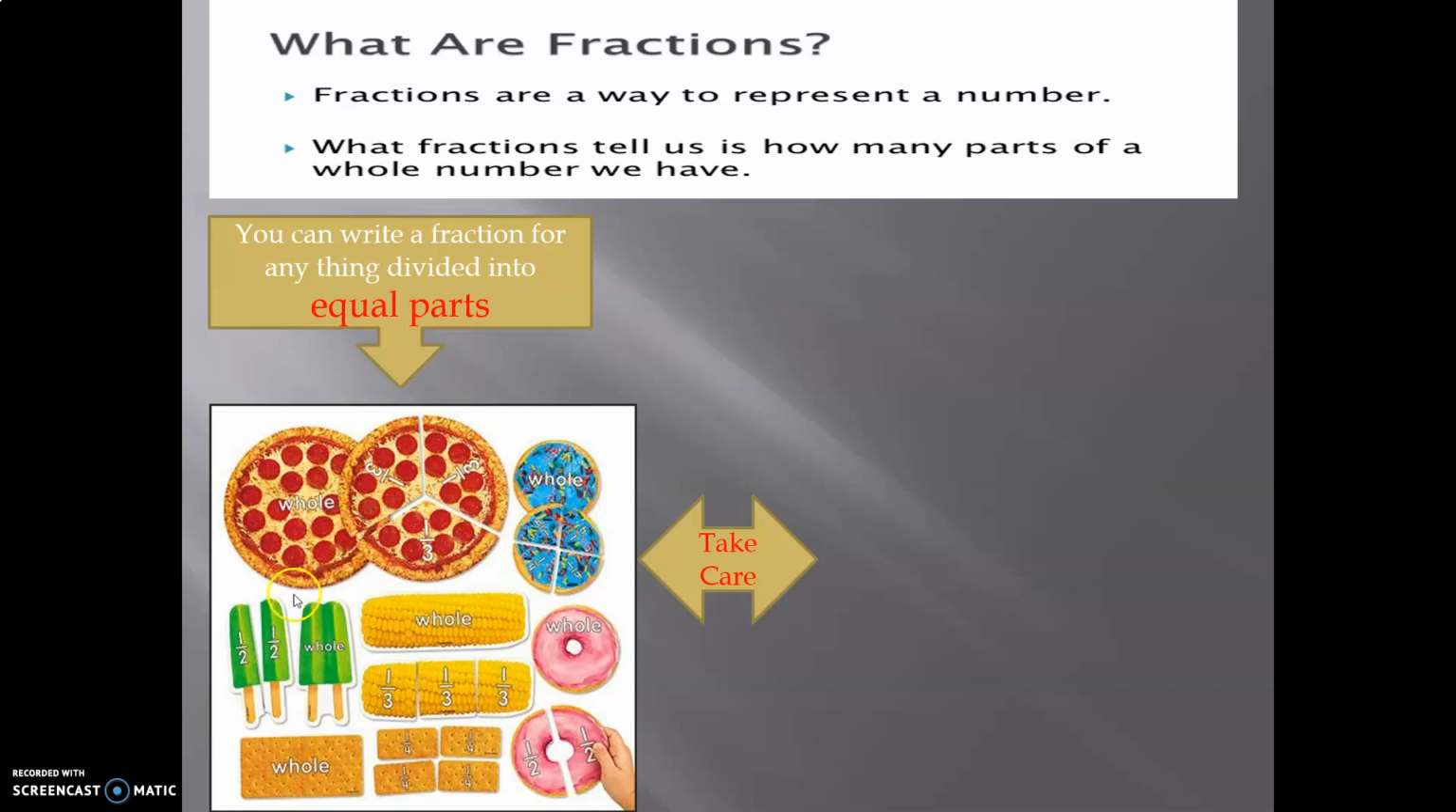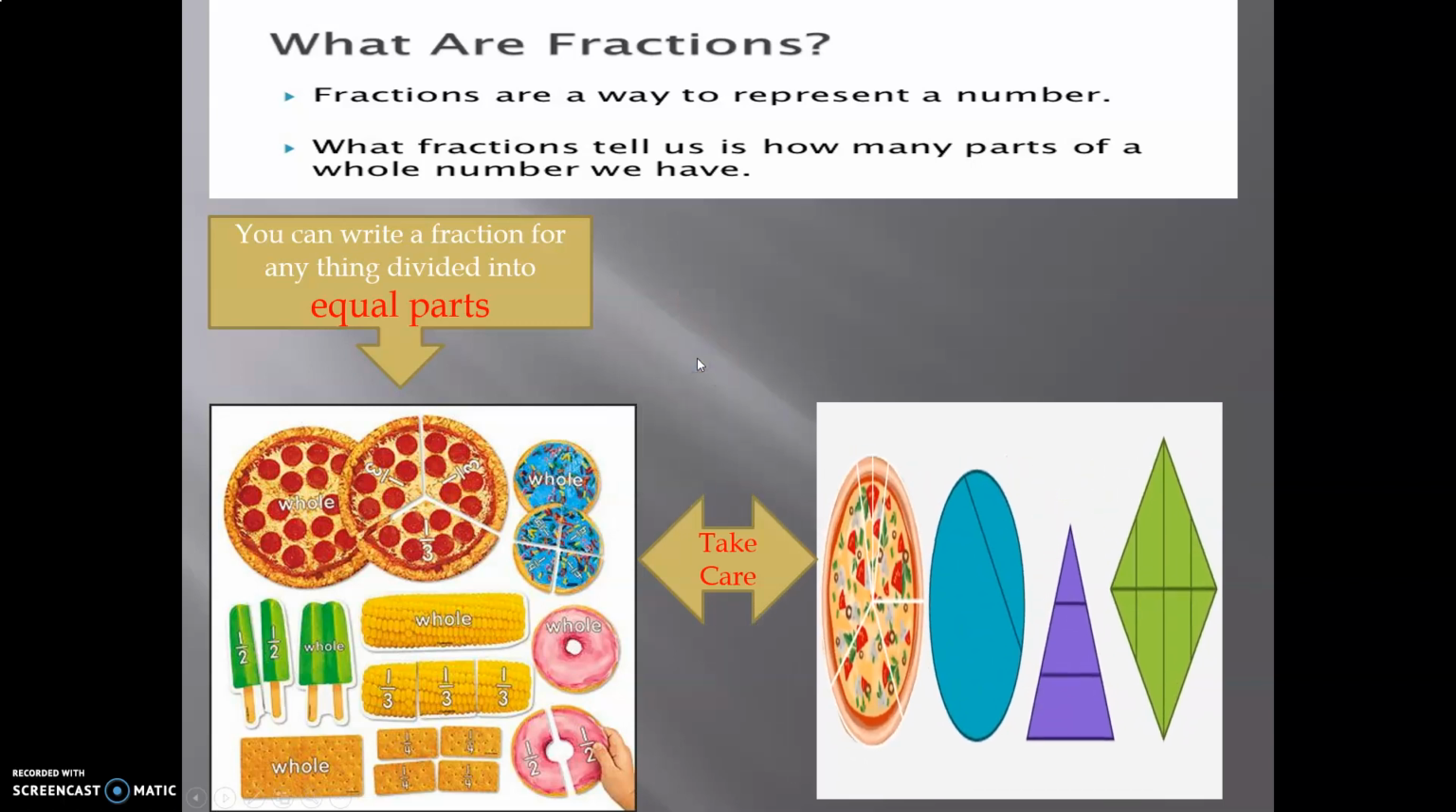So now you understand that we can make fractions only if we can cut our whole pizza into equal parts, our whole donut into equal parts, our 1 corn into equal parts, 1 biscuit into equal parts. So in this case, when you are talking about parts out of equal parts, we are talking about fractions.